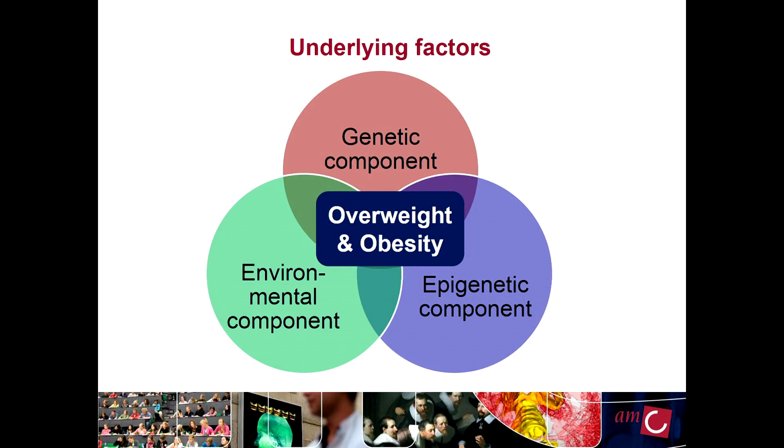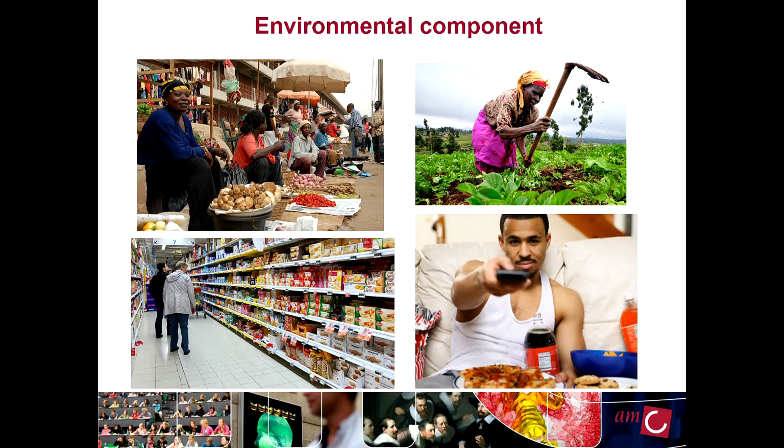So I'd like to briefly touch upon the underlying factors of overweight and obesity in this population. There are three main components: a genetic component, an environmental component, and an epigenetic component. For the environmental component, I'm going to be very brief. It's basically all environmental factors that differ between the national contexts and between migrants and non-migrants. This includes food environment and thereby diet, also physical activity, stress, discrimination, and many factors that can all increase the risk of overweight and obesity in migrants compared to non-migrants.